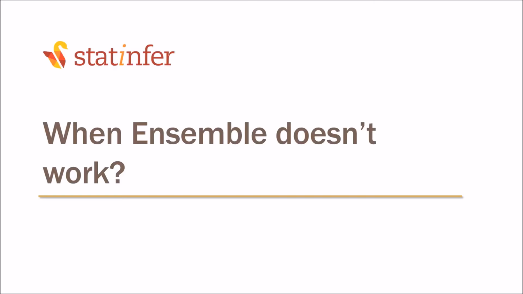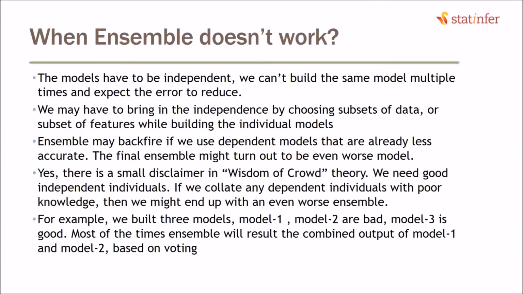When do ensemble models not work better than individual models? The individual models in the consolidated ensemble model need to be independent. We can't build the same model multiple times and expect our final error rate to be reduced. We may have to bring in independence by choosing subsets of the data, by bootstrap sampling, or subsets of the features while building the individual models. Ensemble may backfire if we use dependent models that are already less accurate. If they are already less accurate, the final model might even turn out to be a worse one.